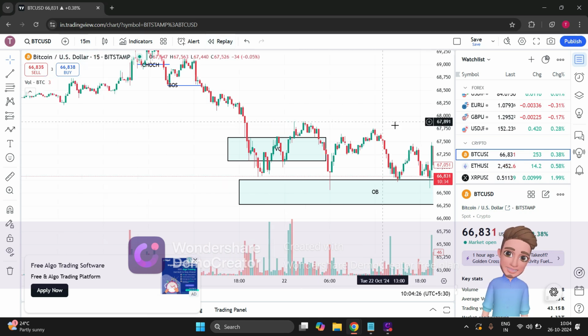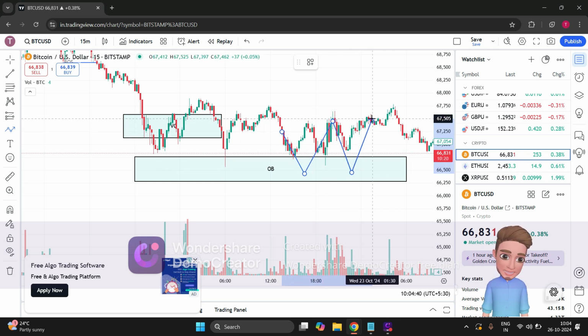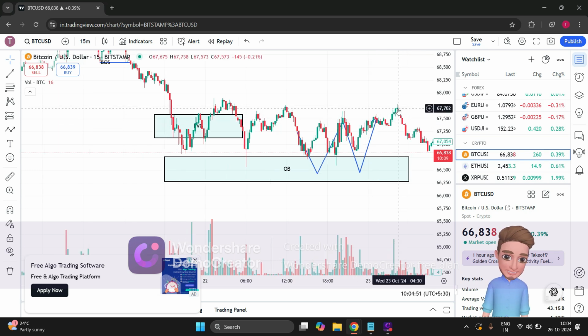So how this fair value or order block works is, for example, the price is coming down. If it is coming down and bouncing back, and again it is trying to get back, and when the price actually crosses the candle here, like it pushes above, then it is bound to go back upwards.